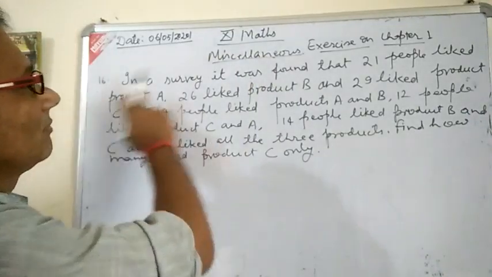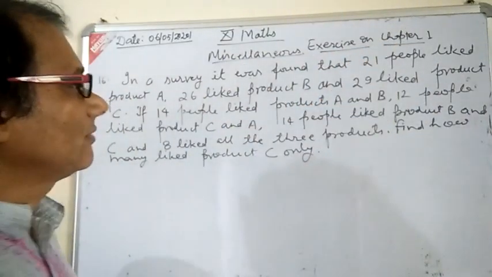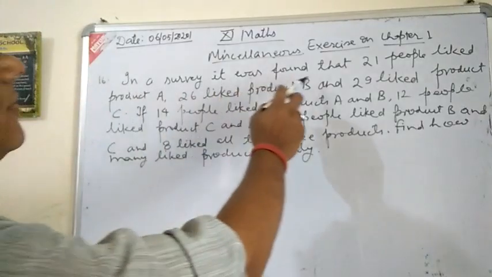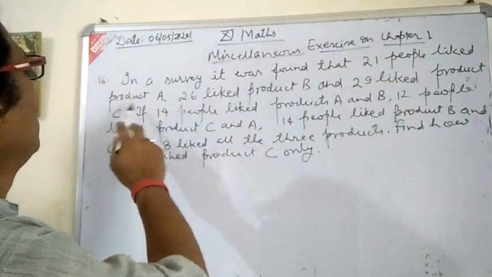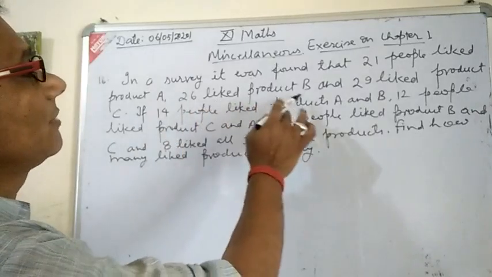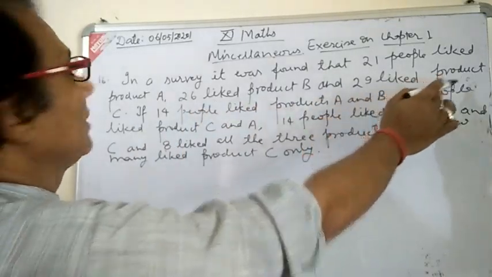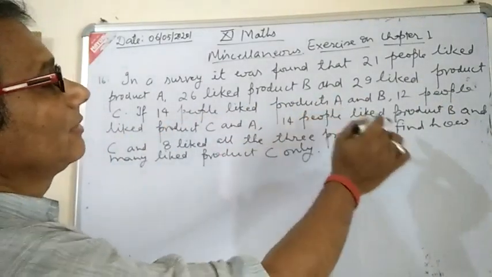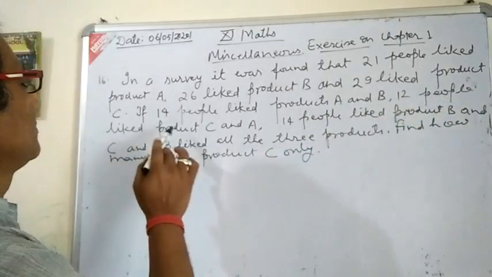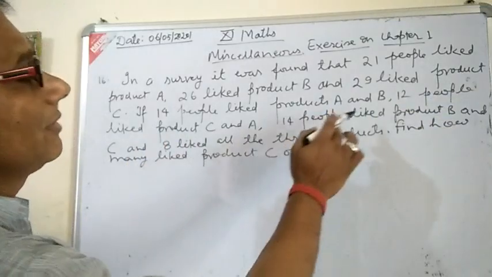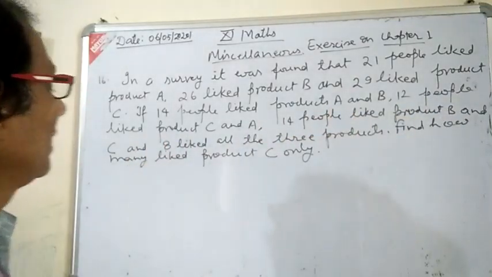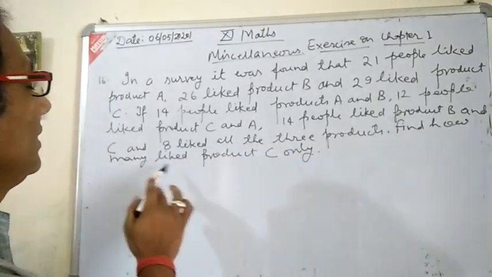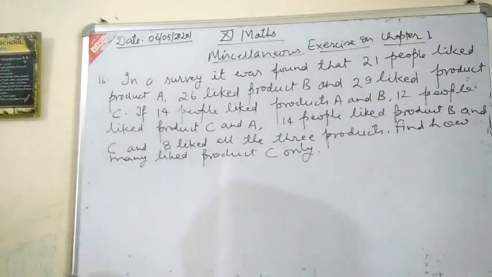This question is from the miscellaneous exercise on chapter 1, question number 16. In a survey, it was found that 21 people liked product A, 26 liked product B, and 29 liked product C. If 14 people like products A and B, 12 people like products C and A, 14 people like products B and C, and 8 liked all the three products, find how many like product C only. This is the question.